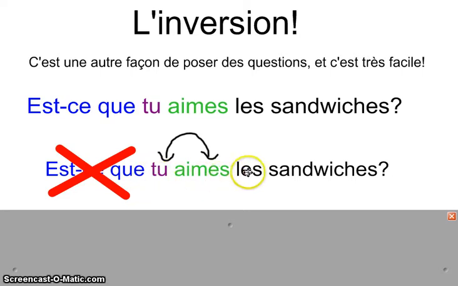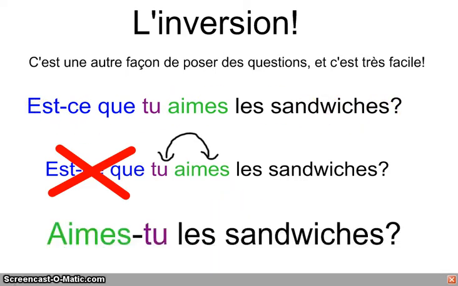That's pretty much it. If there are additional words in your question, like in this one, les sandwichs, you just leave them where they are. So instead of asking the question this way, est-ce que tu aimes les sandwichs? Now we can ask it, aimes-tu les sandwichs? I did three things. I took out est-ce que, I changed the order of aimes and tu, and I added un trait d'union. That's the only difference between est-ce que tu aimes les sandwichs and aimes-tu les sandwichs. They mean the exact same thing, it's just a shorter way of asking this question.